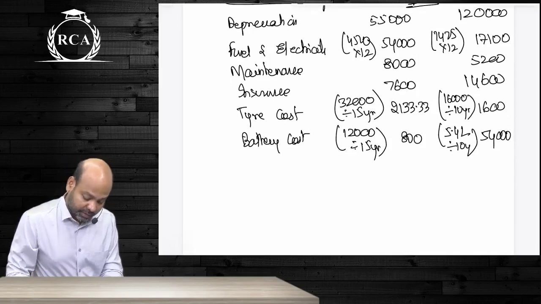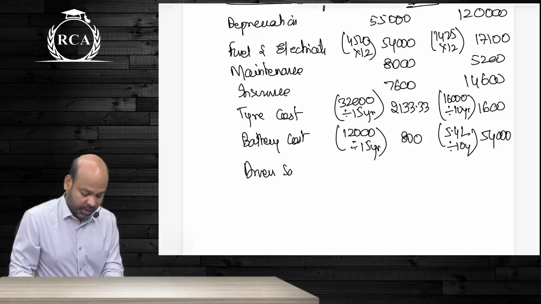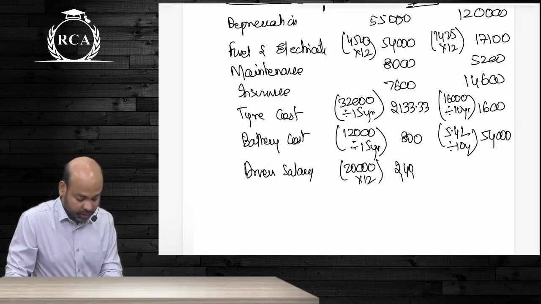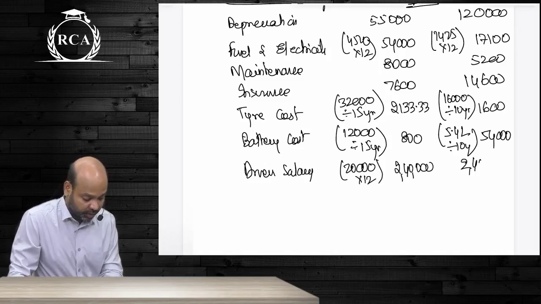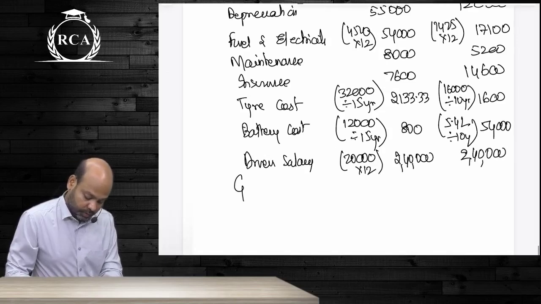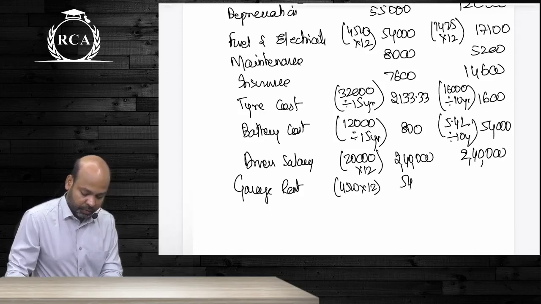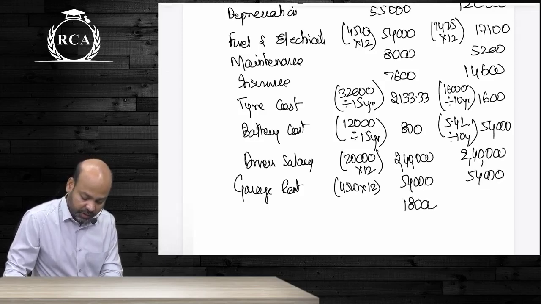Next beta. Driver's salary is given per month guys. It doesn't matter which car. I will write 20,000 multiplied by 12, 2,40,000. Garage rent is also there. 4,500 into 12 beta 54,000. And finally beta share of administration cost is 18,000.